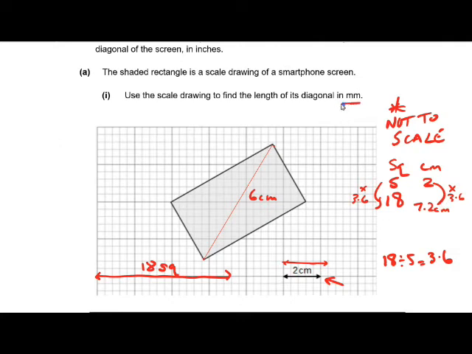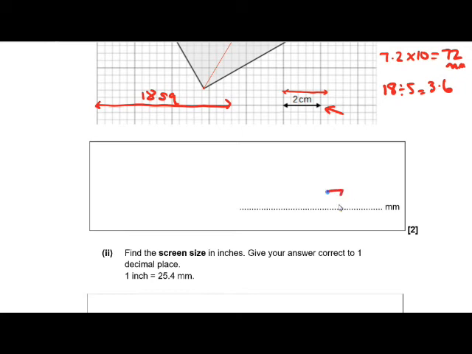Don't forget, the question is asking for that diagonal length in millimeters. So 7.2 centimeters multiplied by 10 gives you 72 millimeters. So on the answer line down below, write 72 millimeters as your answer.